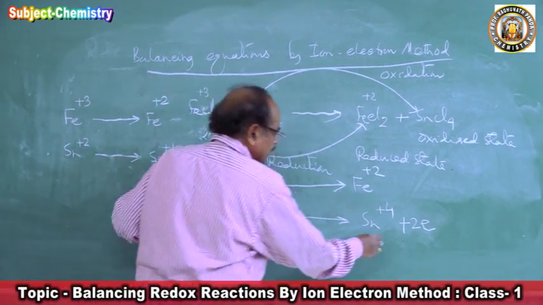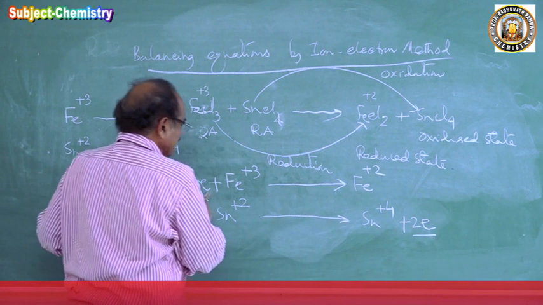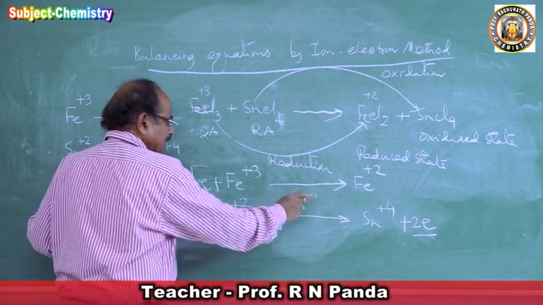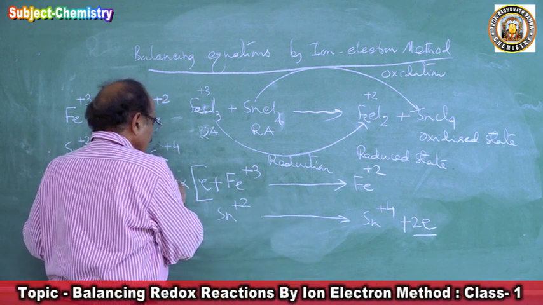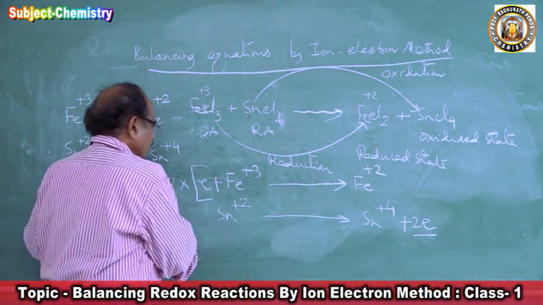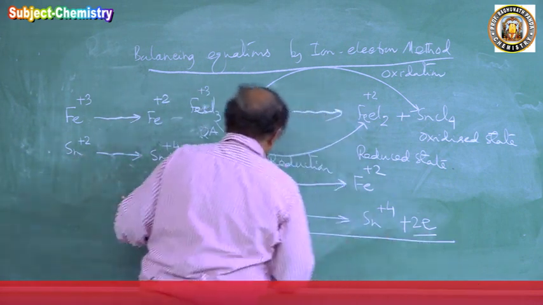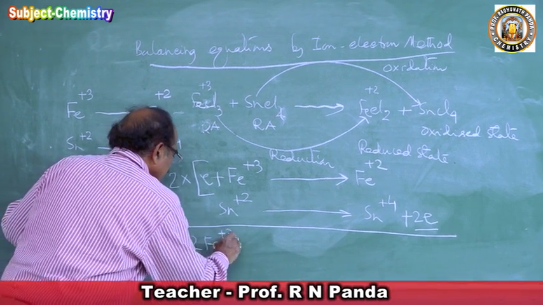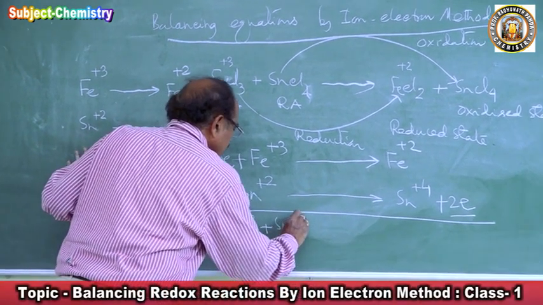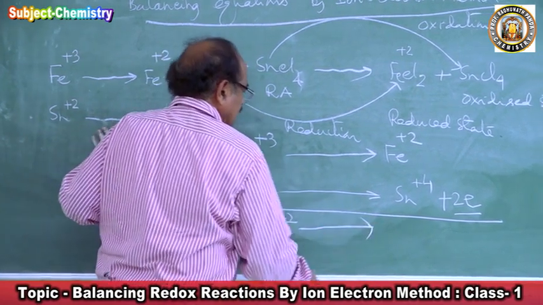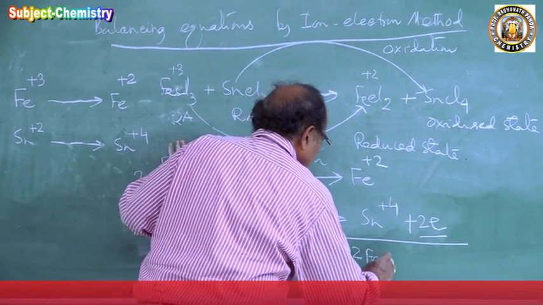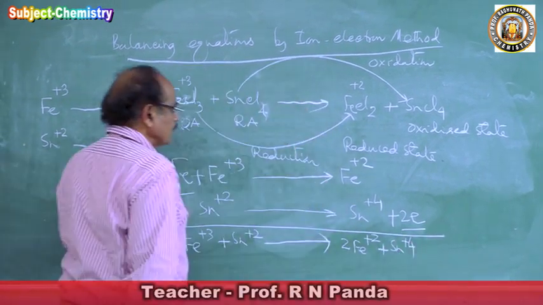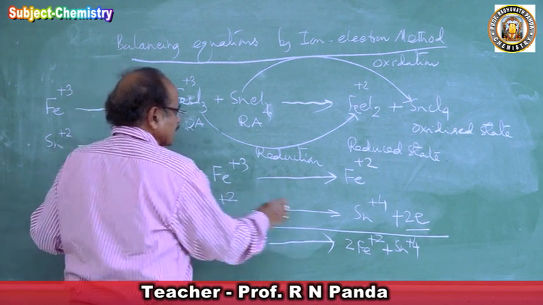So how many electrons are taking part here? 2. But how many electrons are here? 1. So we have to balance the electrons. Because we have balanced the charges, we now have to balance the electrons. So we will multiply by 2. Then what will happen? 2 Fe +3 plus Sn +2 is forming 2 Fe +2 plus Sn +4. The electrons will cancel.